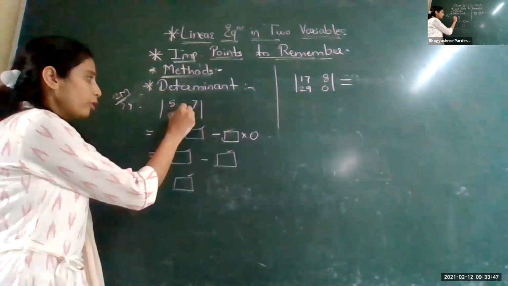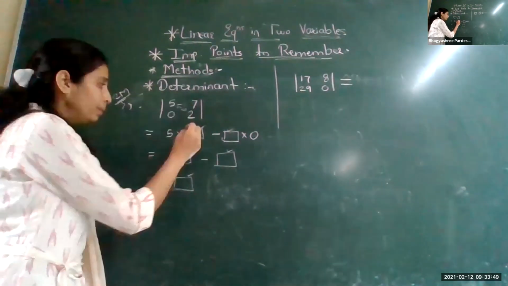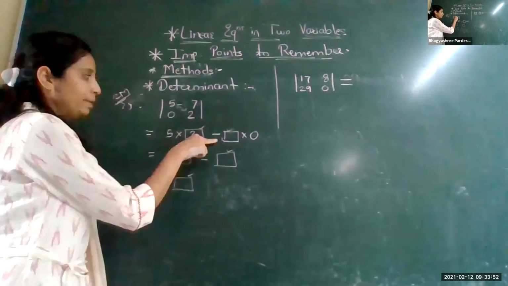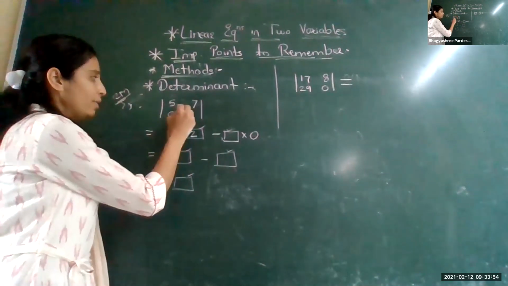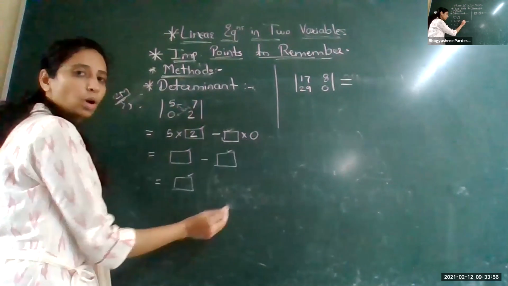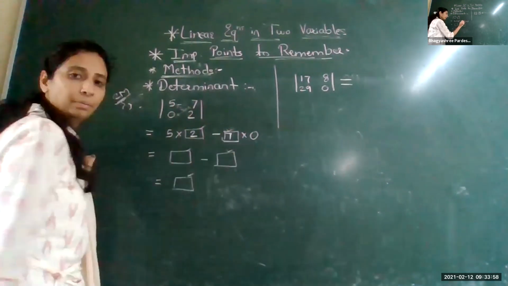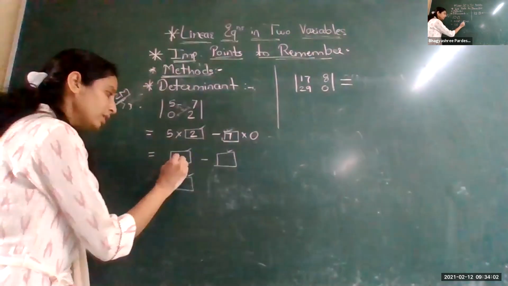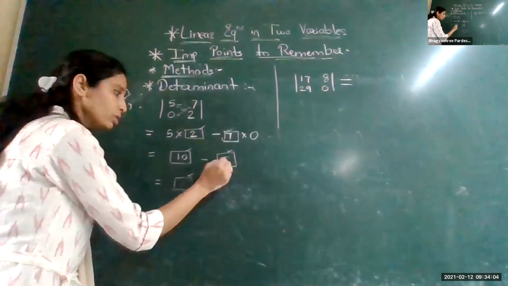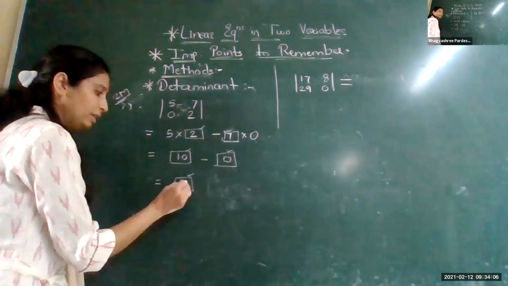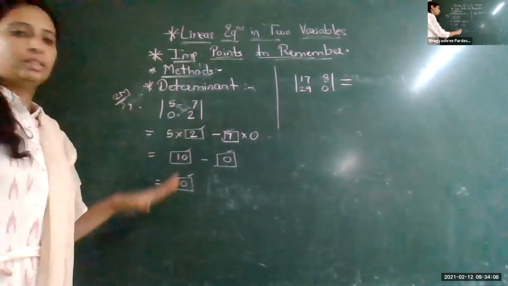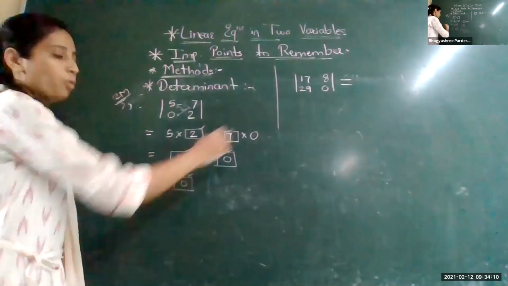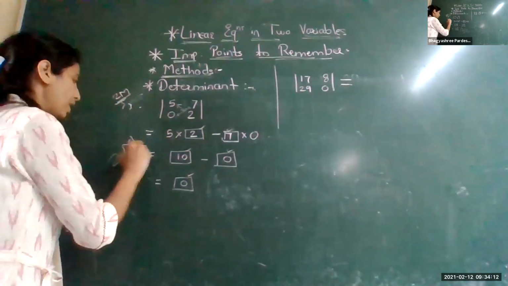We do the cross multiplication, right? So 5 multiplied by minus 2, multiplied by 0. 0 is already given. So in the next blank space, we'll get 7 here. Then here, 5 to the 10, 7 0 the 10. 0. Like this way, we have filled up these 4 boxes. We have got the 2 marks.